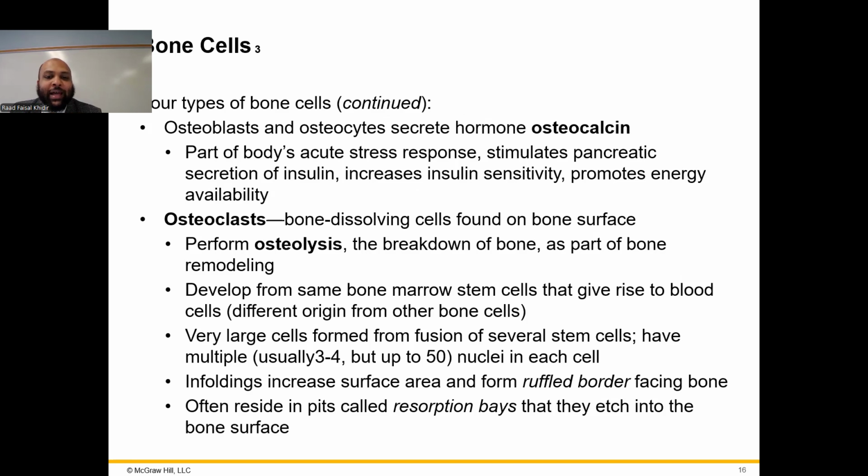Okay, four types of bone cells. There are the osteoblasts and osteocytes. They secrete the hormone osteocalcin. You know that from the prefix osteo, that is bone. Osteocalcin is a liquid tissue that is going to later harden and become bone. So we harden in stages. As part of the body's acute stress response, they stimulate the pancreatic secretion of insulin. It increases insulin sensitivity and promotes energy availability.